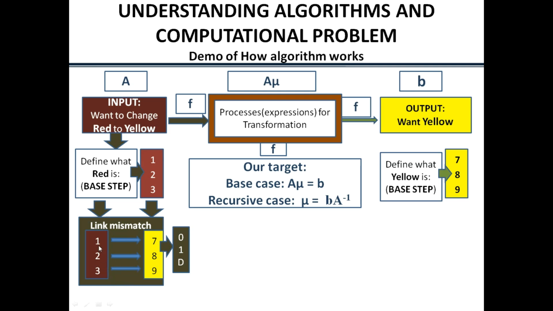So we are linking the code for red to yellow, so that we can transform this link. This 1, 2, 3 must be transformed to 7, 8, 9 in order for us to get the yellow, because everything must be yellow. Like here, you can see everything is red and there everything is yellow. So we don't want to mix. So the link mismatch is this one. We want to work on this. This is the problem we want to solve, you know.